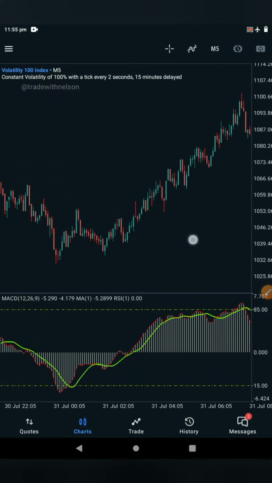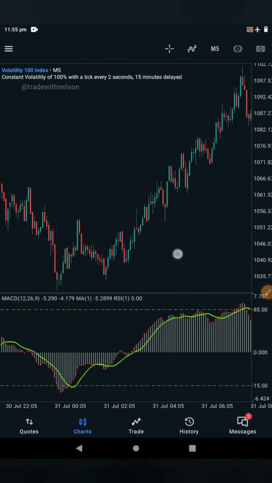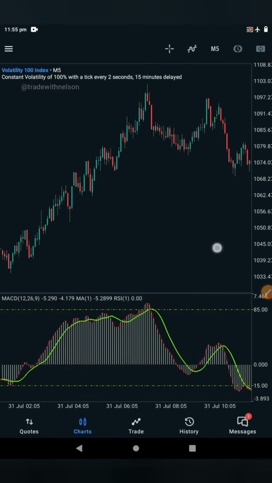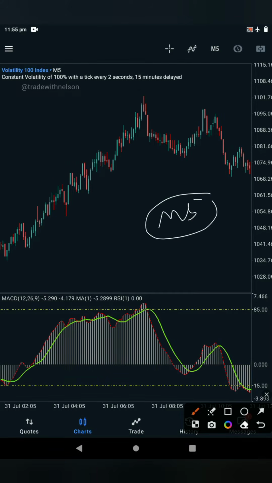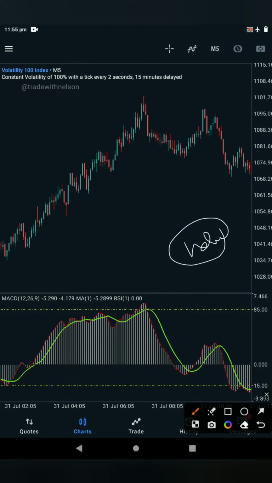So if you follow my settings correctly, your chart will look exactly as what you see over here. So what do we want to pay attention to? So the only time frame we'll be using for this strategy is the 5 minutes time frame. It also works on the 1 minute and the 15 minutes time frame. For the 5 minutes time frame, I find it to be very, very effective. But this strategy works in all the volatility index markets.